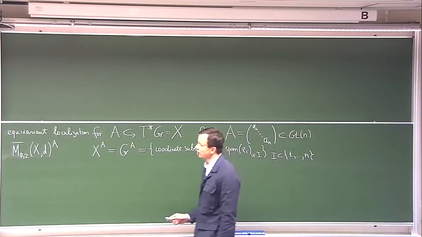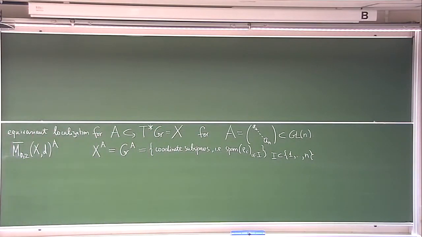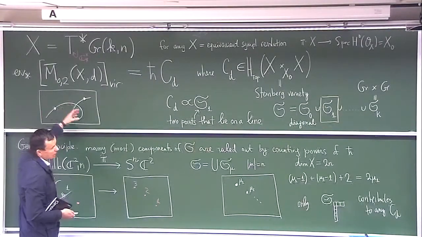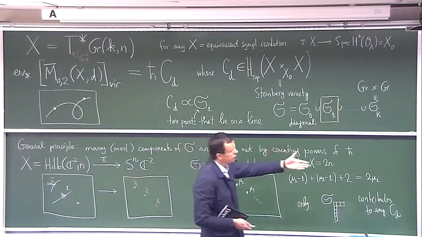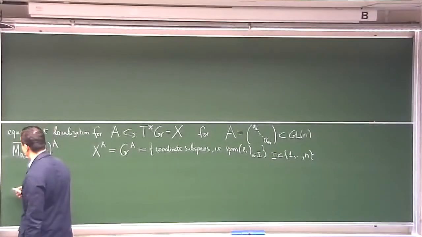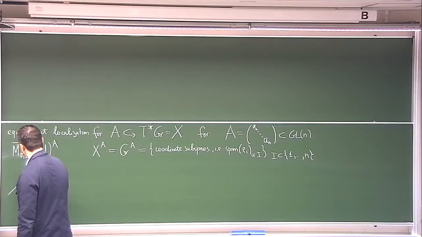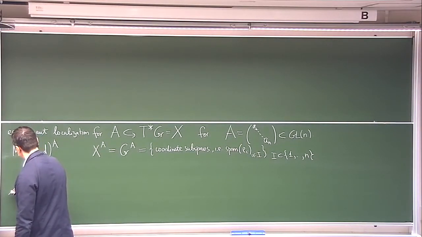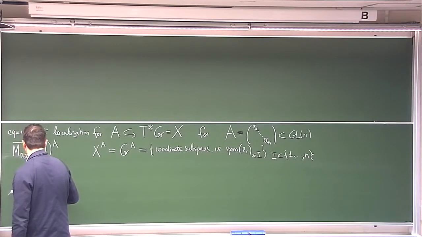And so if I have a map from a two-pointed curve to some variety, what can happen? Here I have my two-pointed rational curve, and I draw some example of such. Maybe this is one marked point, and there's another marked point.